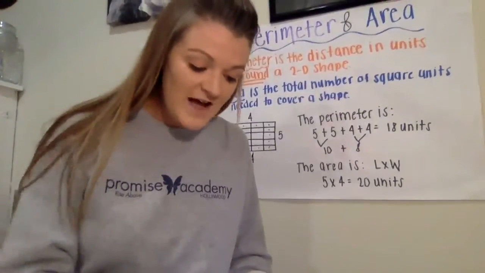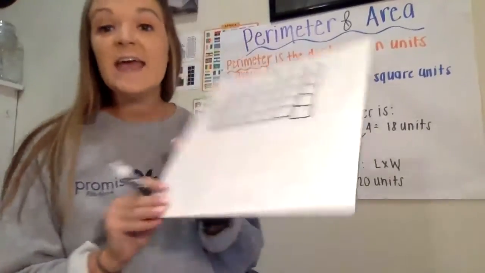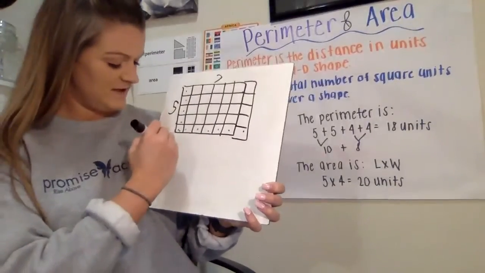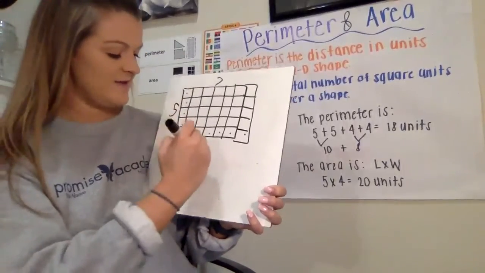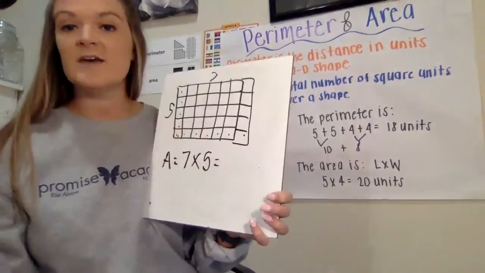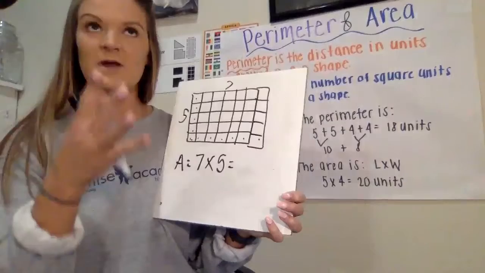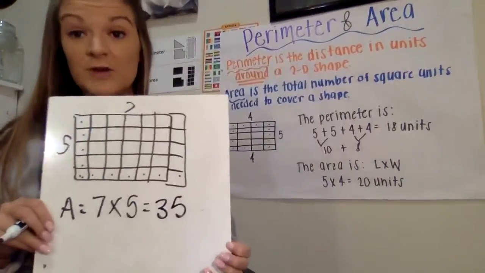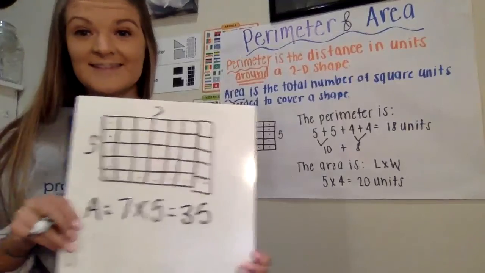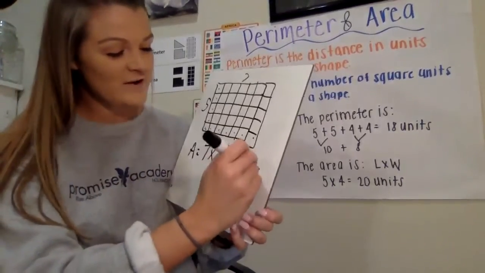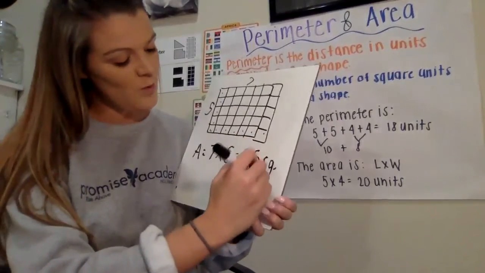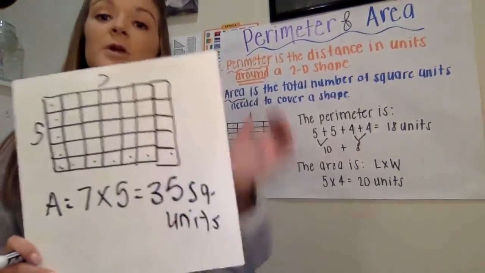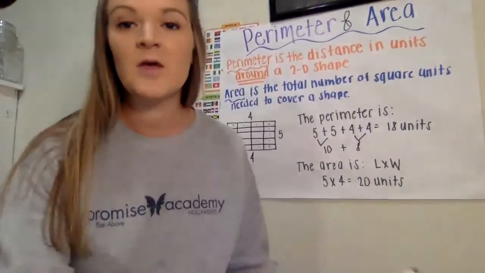If I wanted to find the area, to find area, do we add? We multiply length times width. So area would be 7 times 5. 5, 10, 15, 20, 25, 30, 35. Now, is it just 35 units when we write area? No, square units. So for 1B, the area is 35 square units, and our perimeter was 24.